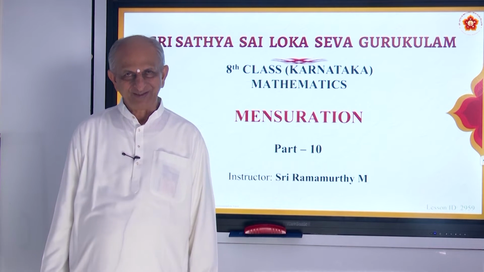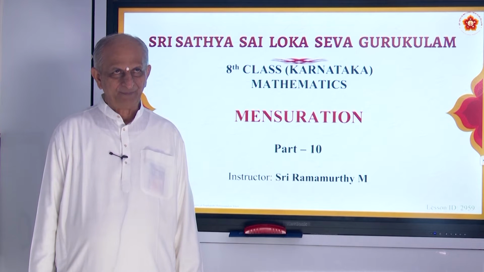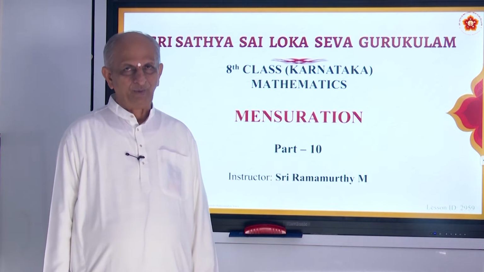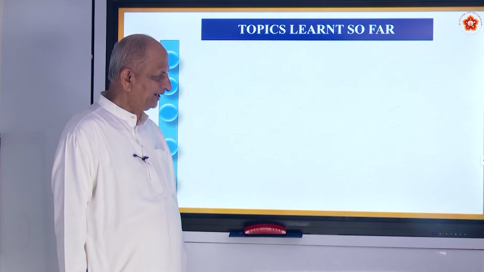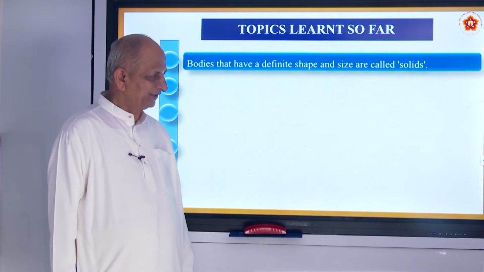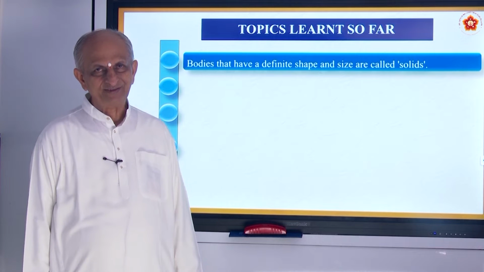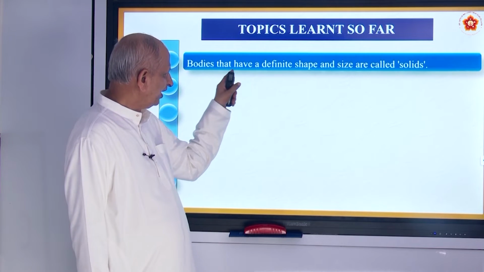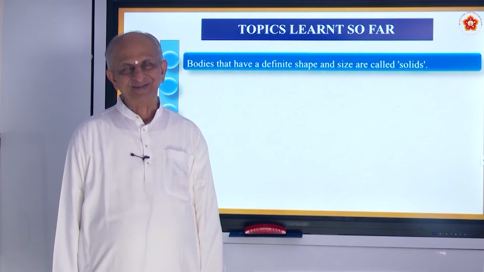What is mensuration? That is a branch of mathematics which deals with areas and volumes of figures and solids. When you say figures, it is two-dimensional. When you say solids, three-dimensional. So, bodies that have a definite shape and size are called solids.